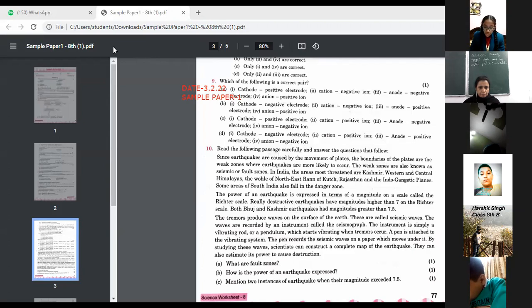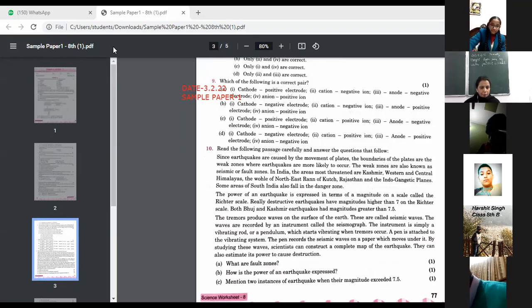The tremors produce waves on the surface of the earth. These are called seismic waves. The waves are recorded by an instrument called the seismograph. The instrument is simply a vibrating rod or a pendulum which starts vibrating when tremors occur. A pen is attached to the vibrating system. The pen records the seismic waves on a paper which moves under it. By studying these waves, scientists can construct a complete map of the earthquake. They can also estimate its power to cause destruction.